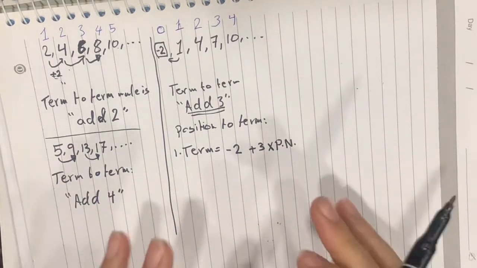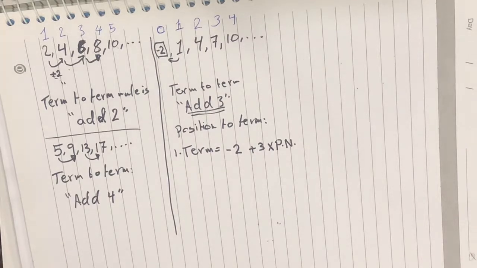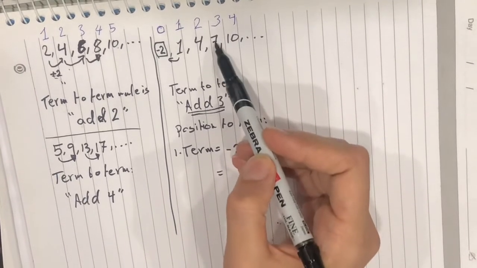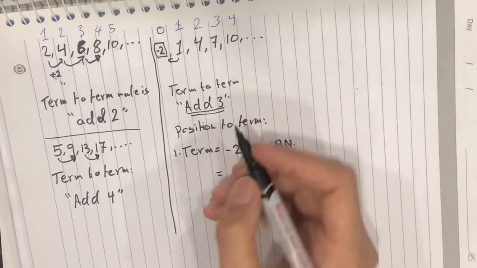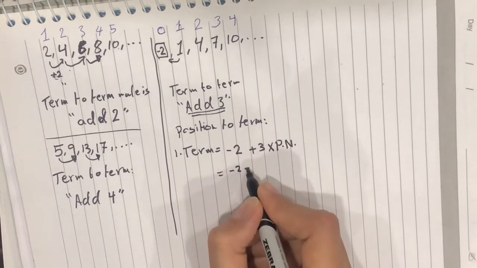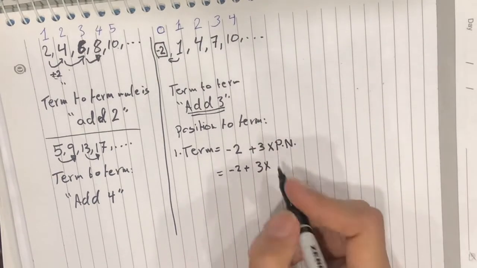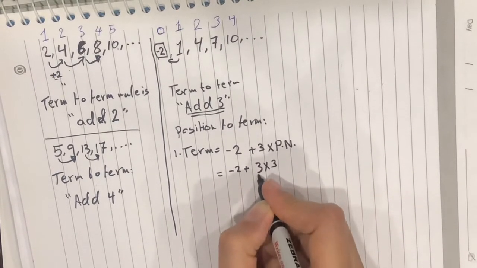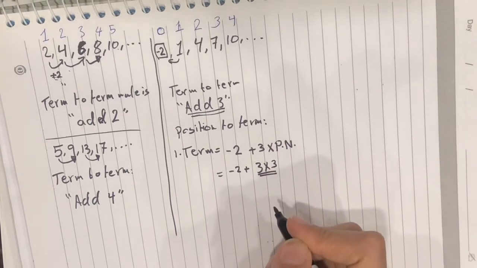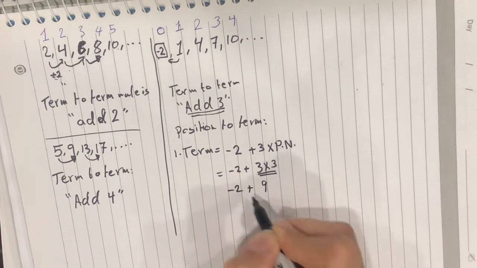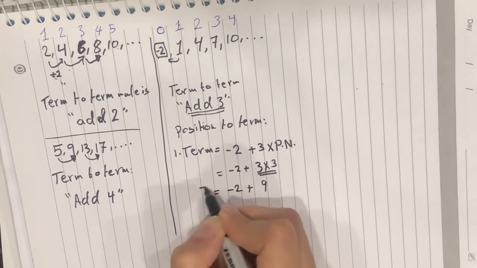Is this rule correct? Is this the right rule? To find out, I test it. How do I test this? I say term number 3, it's supposed to be 7. So I say minus 2 plus 3 times my position number, which is 3. Multiplication has the higher priority, so 3 times 3 is 9 plus negative 2. 9 plus negative 2 equals 7.